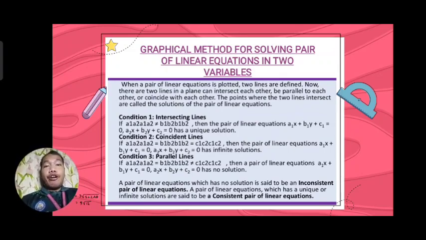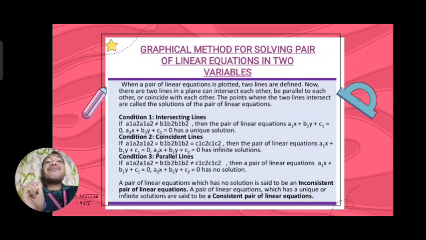When a pair of linear equations is plotted, two lines are defined. Two lines in a plane can intersect each other, be parallel to each other, or coincide with each other. The points where the two lines intersect are called the solutions of the pair of linear equations.